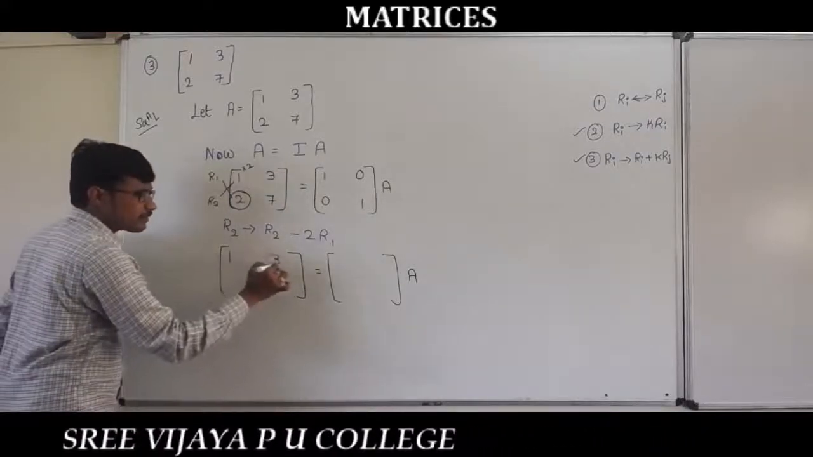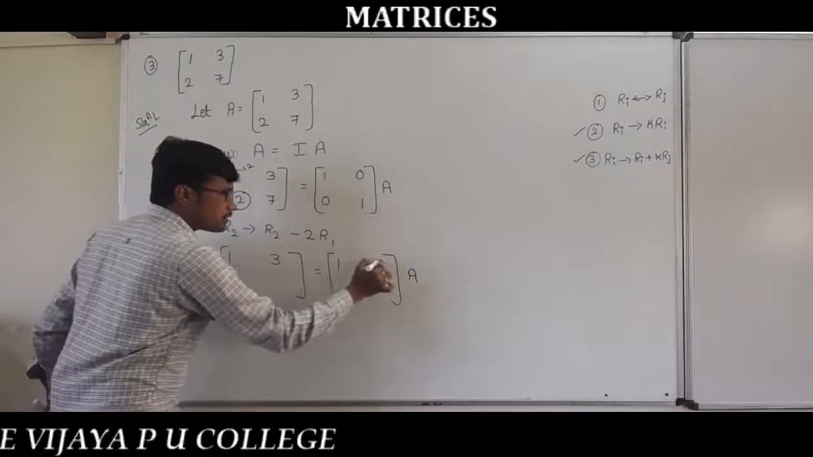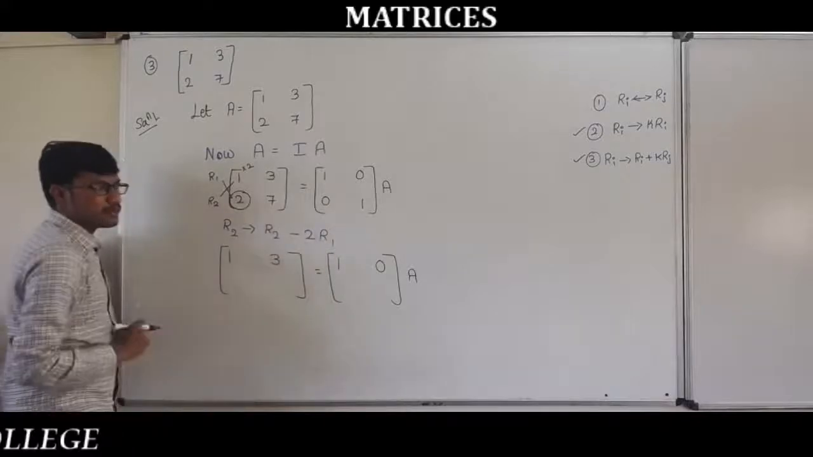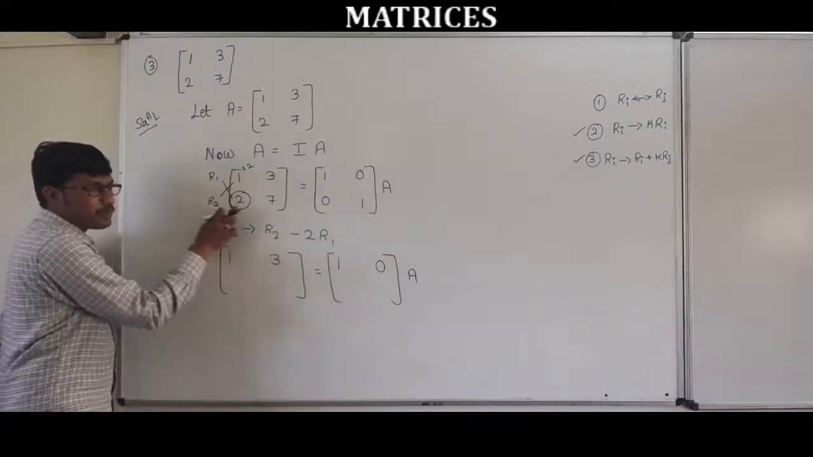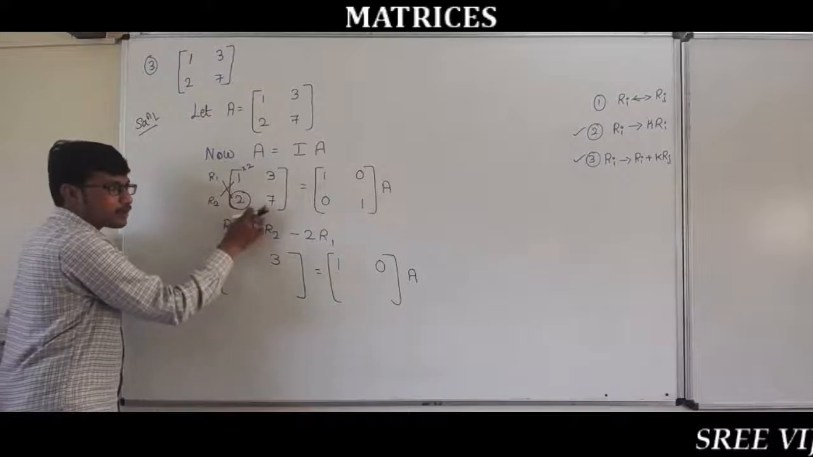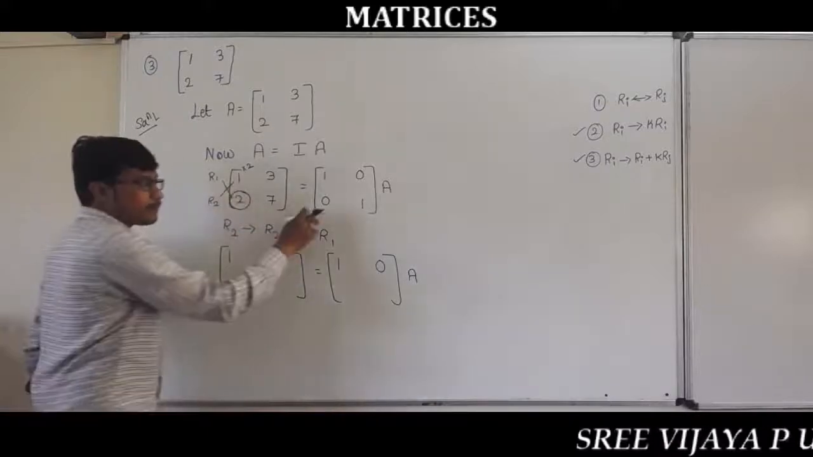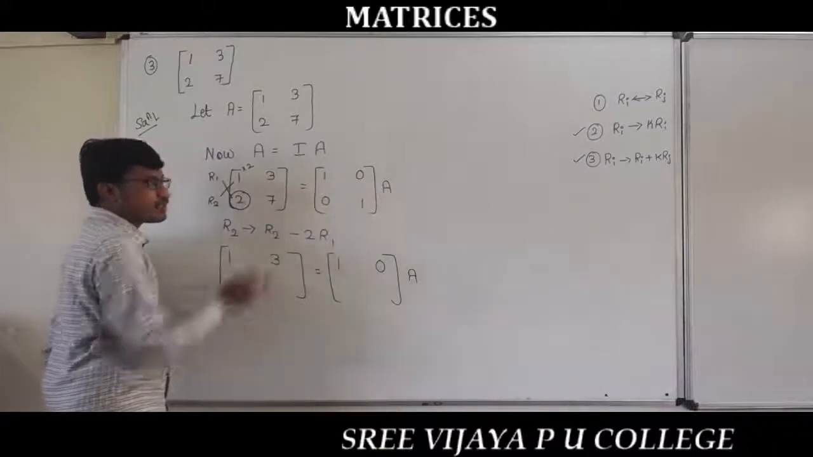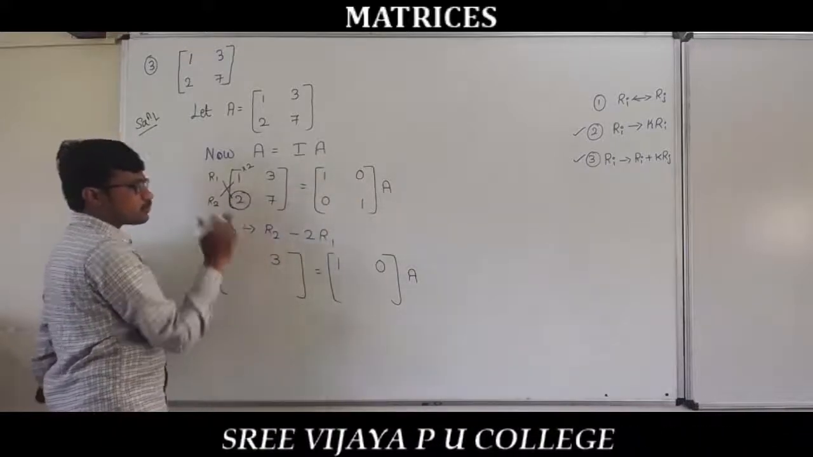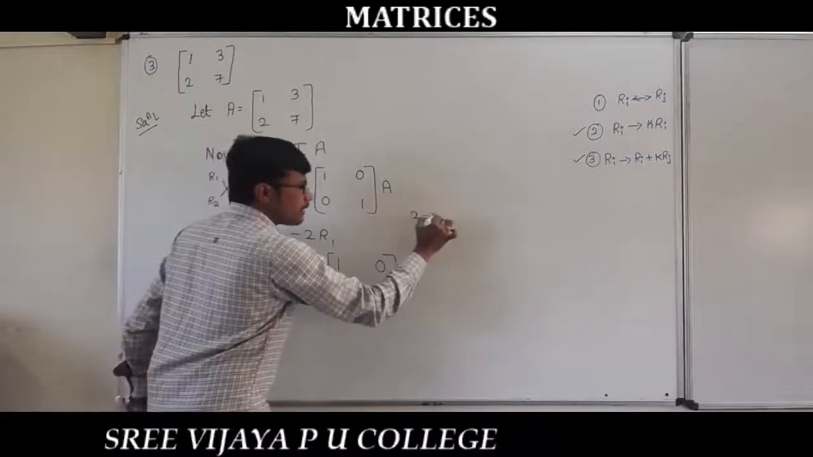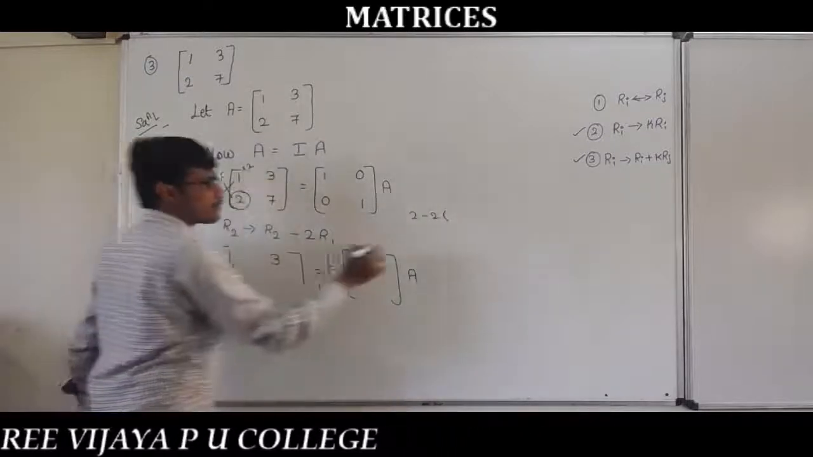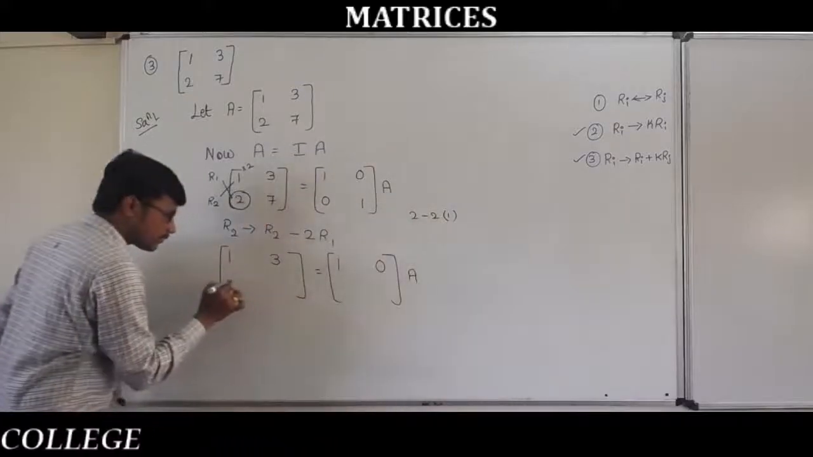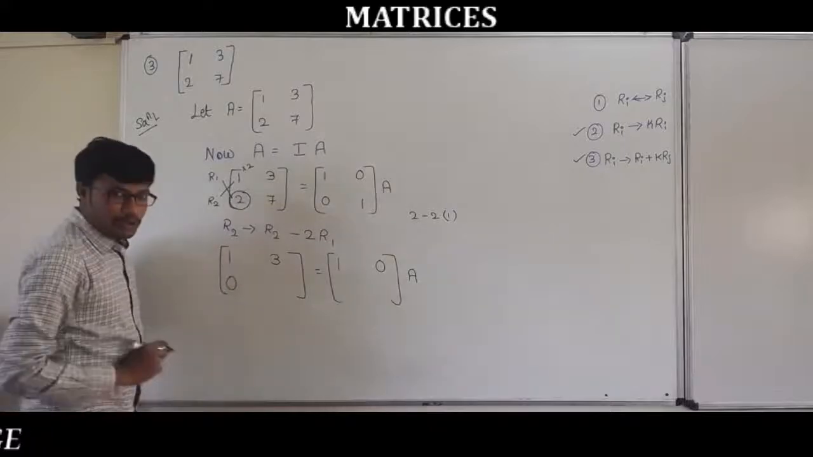So R1 is 1, 3, 1, 0. What about R2? According to this elementary operation, R2 will change. For R2, the first entry is 2, minus 2 times the corresponding R1 entry, which is 1. 2 times 1 is 2, and 2 minus 2 is 0. So it is a perfect elementary operation.